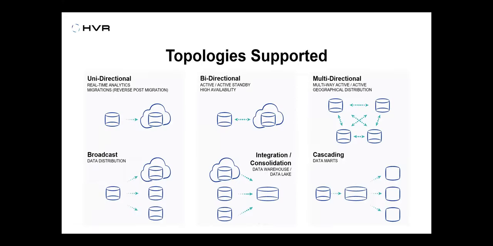Some of the topologies that are supported, because we have so many sources and targets, include the fact that we can deliver in a unidirectional fashion. That means an active passive, bi-directional, which means an active active, and broadcasting for those instances where you need to do read once and write many, which is kind of cool, yet maintaining 100% ACID compliance, which is even better.